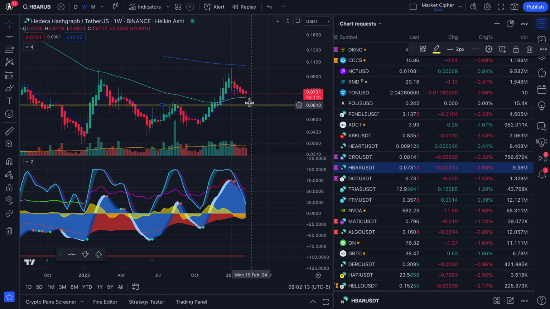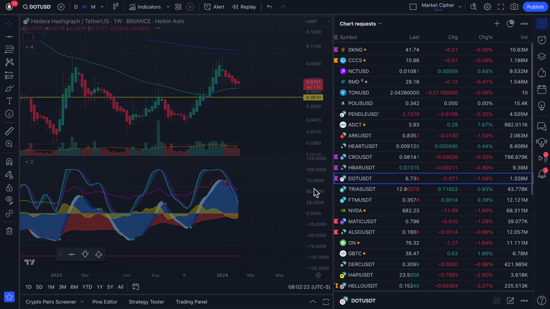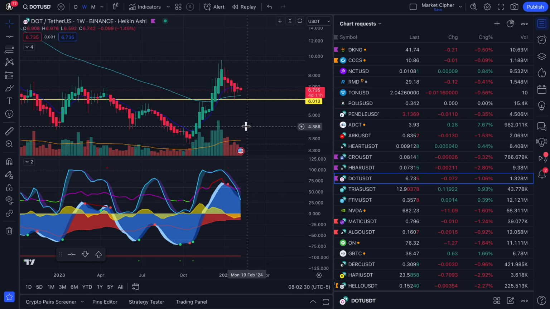I'd use a stop loss on this one at about 6 cents. It's sitting at about 7 right now. I think we're a couple weeks out from a green dot. Probably, my guess is about 3 or 4 weeks. Here's DOT. Also, pay attention to the red candles. They're getting smaller, which means the selling pressure is stopping.